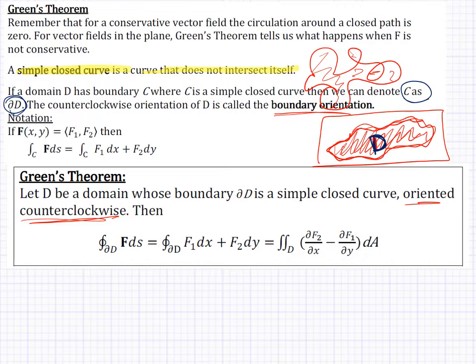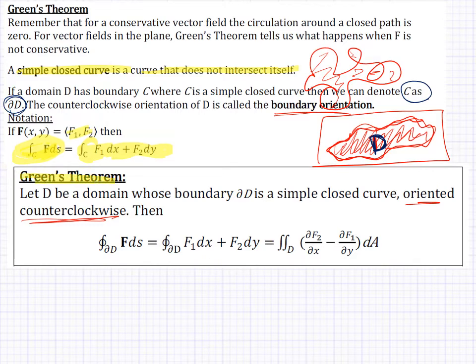So just remember some notation for some vector field integrals. You write it this way as one way to say we're integrating a vector field over a curve. If it has two components, we could also write it this way: the integral of f1 dx plus f2 dy over the curve. That's just another way to write it.